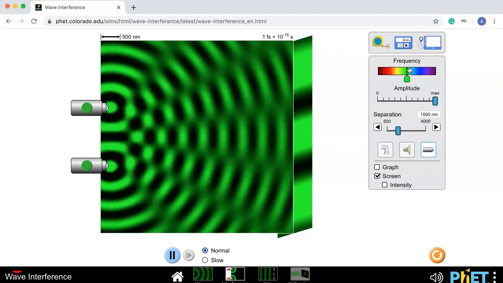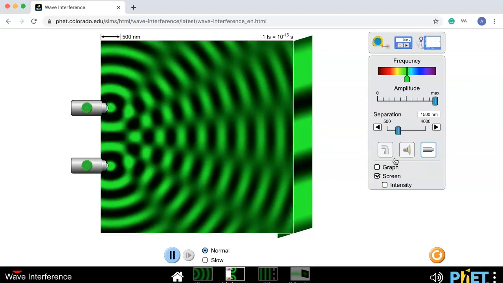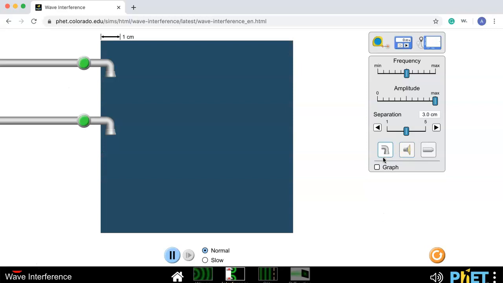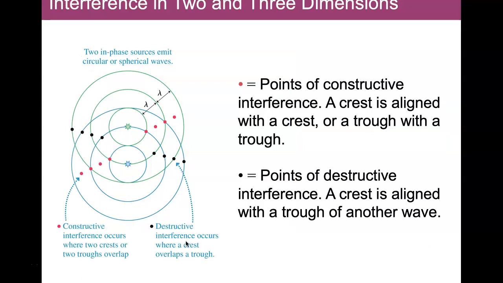Let's see if I use a different thing. Can we put a screen for sound? No. Okay, so we can't put a screen for sound or water waves. All right. So there's another framework to think about these. So let's think about the wavefronts from the two sources.